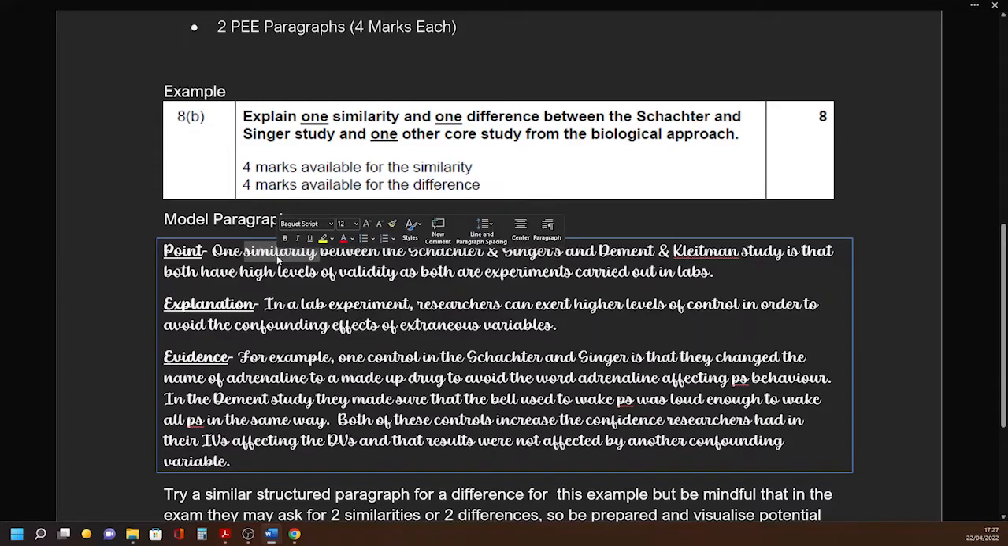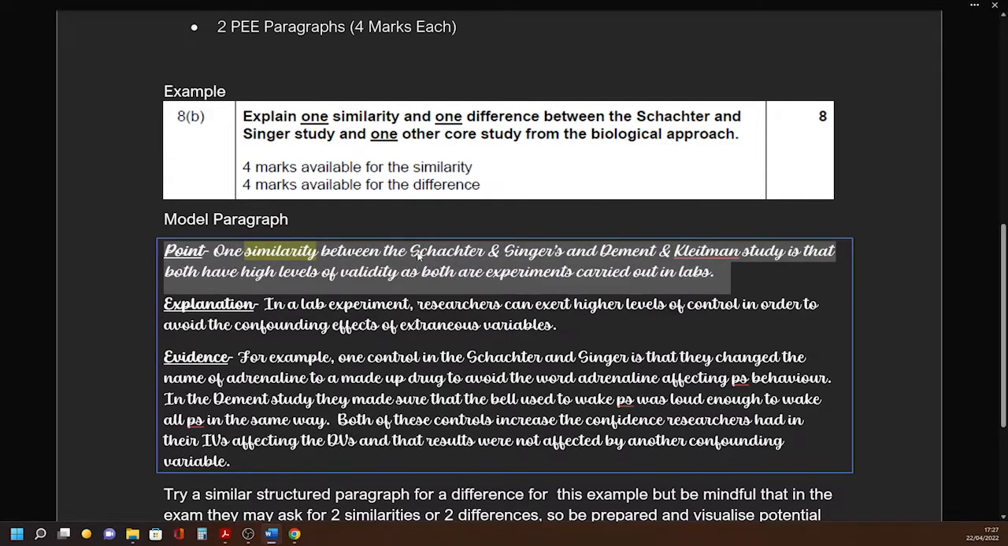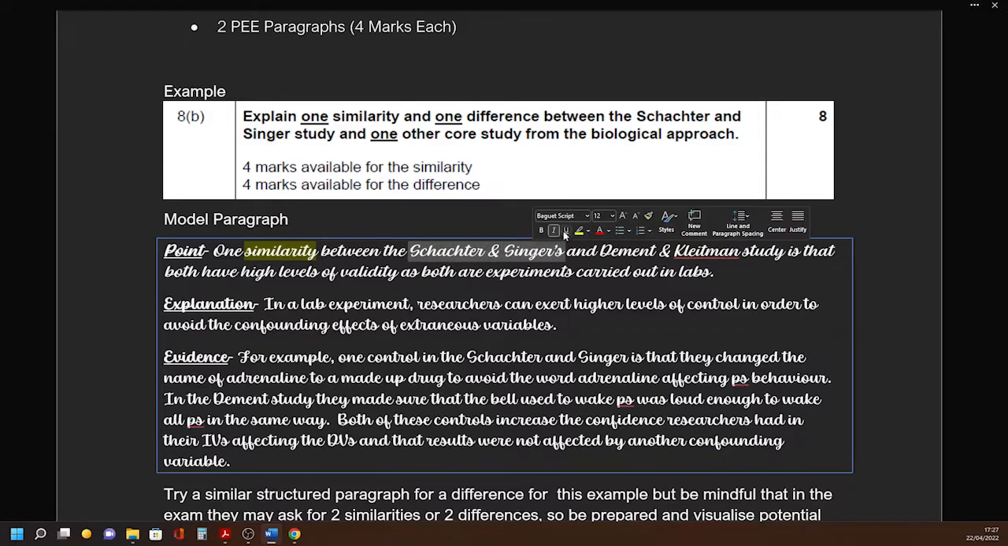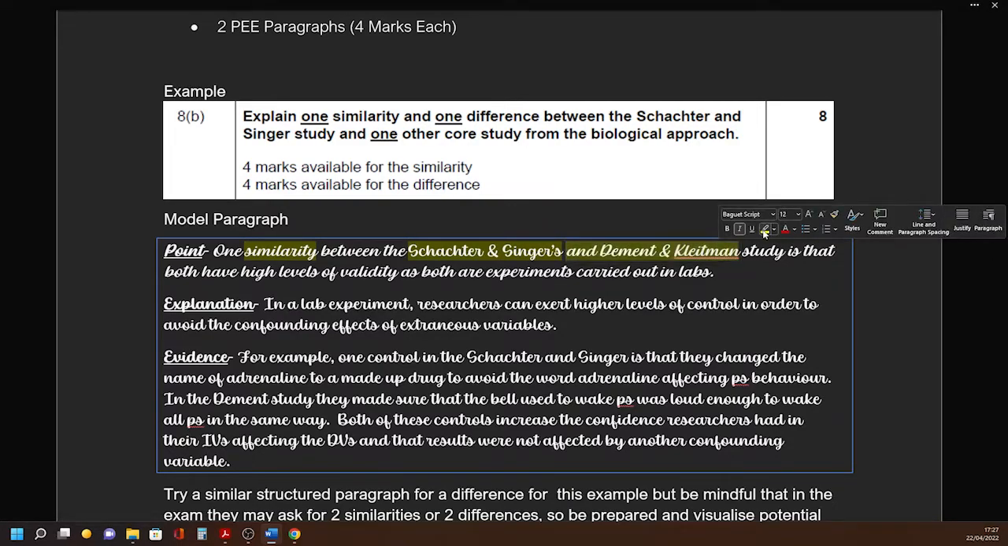So I'm going to talk about a similarity, which is what they want, at least one part of the question. That's what they want me to talk about. They want me to compare the Schachter and Singer study and another of the biological studies. And that was Dement and Clayman. So I think Dement and Clayman is from the biological approach. So I'm tackling what they want me to talk about.